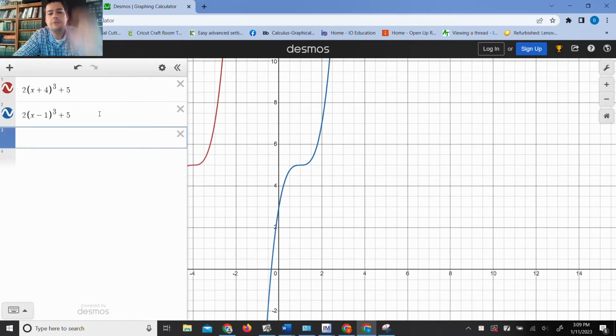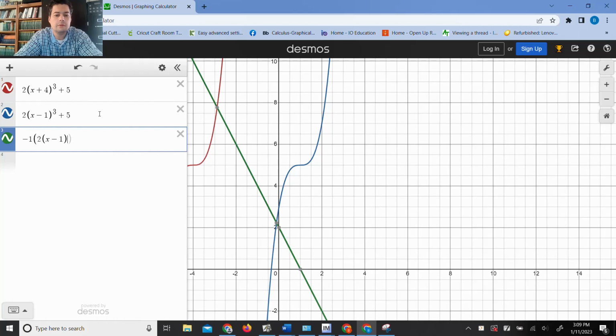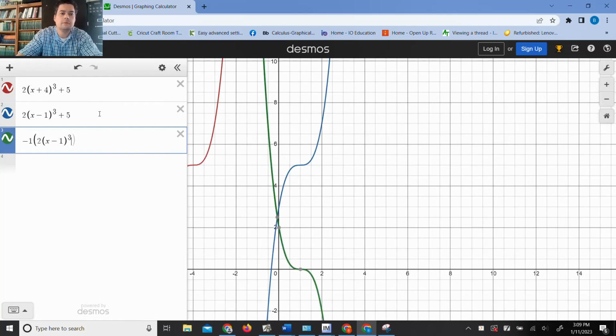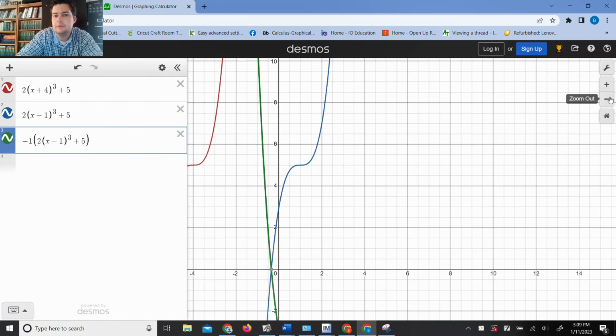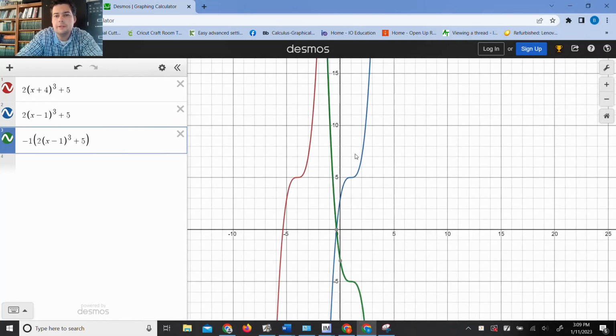All right, the next translation was to reflect it about the x-axis. And I said what you do is you multiply everything by a -1. I may not have shown it, but that's what you do. Now that's what it looks like if you just multiply everything by a -1. It looks a lot different, doesn't it? So I have to zoom out. Then you can see the reflection that happened.